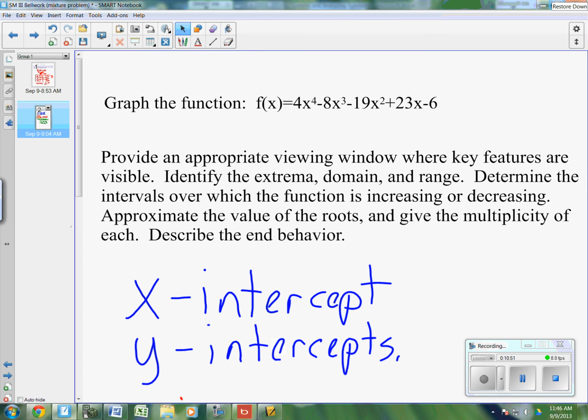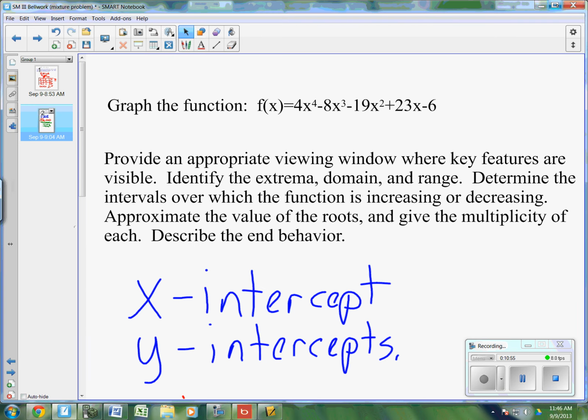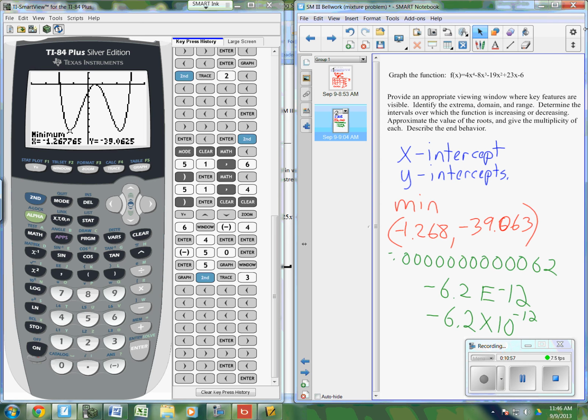Next, we got to find the domain and range. So, let's look at the graph again. Okay? You all remember what domain and range is, right? Domain is all the x numbers it takes in, range is all the y numbers. I'm going to give you a minute in your group to discuss. Come up with what you think the domain and range is. Go.